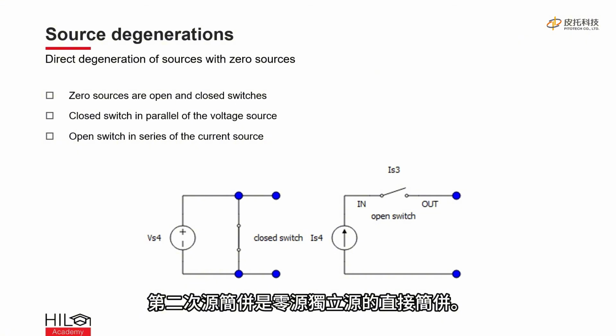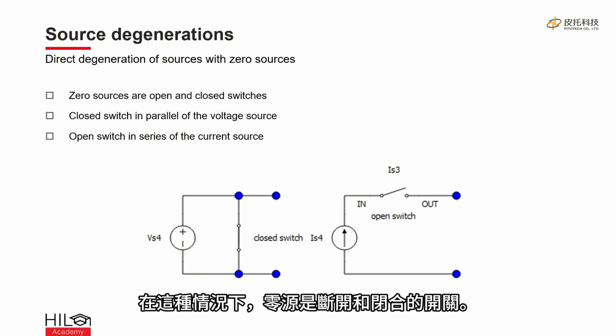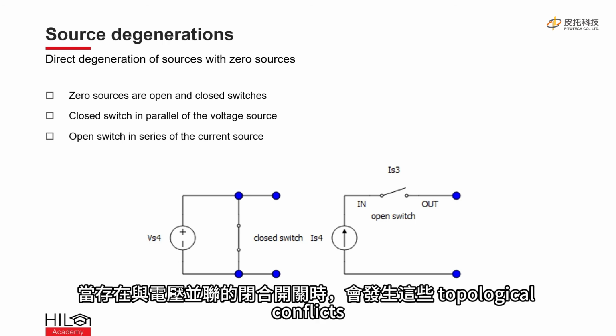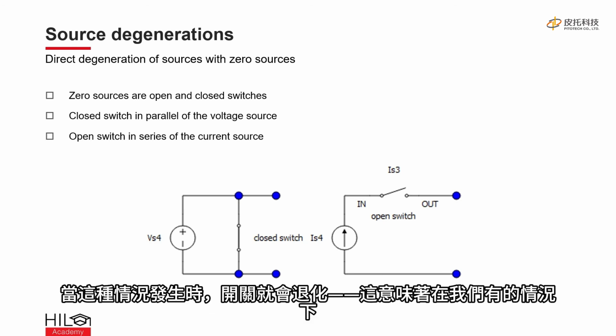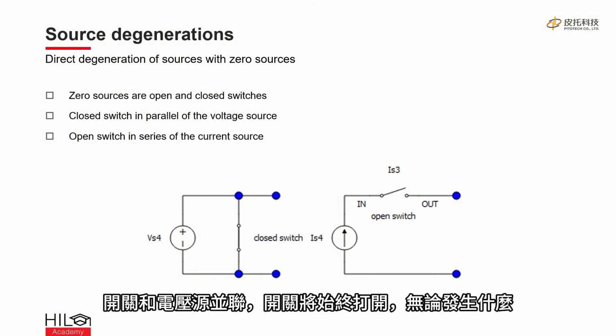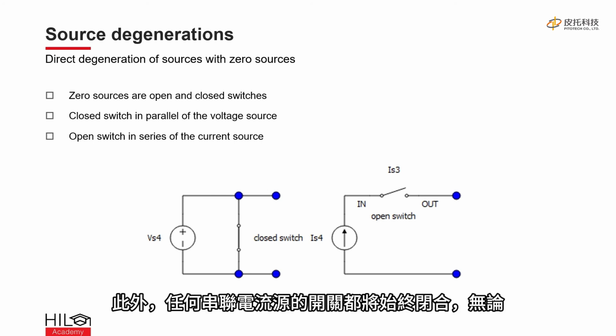The second source degeneration is the direct degeneration of independent sources with zero source. In this case, zero sources are open and closed switches. These topological conflicts occur when there is a closed switch in parallel with a voltage source or when an open switch is in series with current sources. When this happens, the switches become degenerated, meaning that in the case where we have a switch and voltage source in parallel, the switch will always be open, no matter what control signal it receives. Additionally, any switch in series of a current source will always be closed, no matter the control signal.